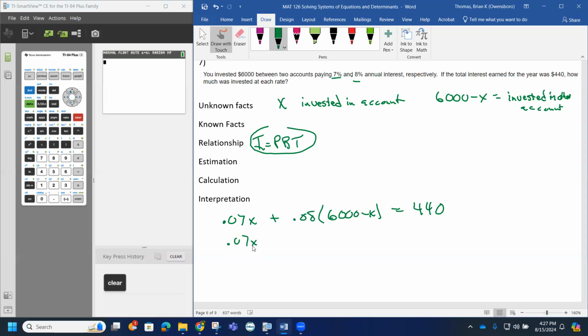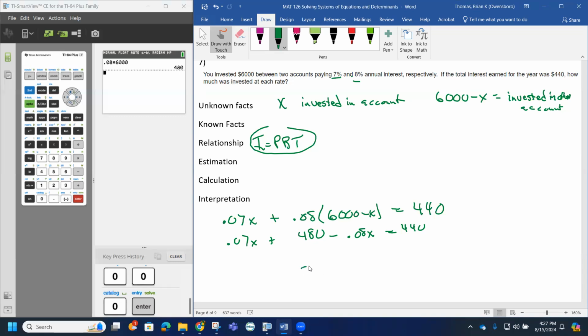So 0.07x, and then we can multiply 0.08 times 6,000. I'm going to have to use a calculator for that. Be a little lazy there. Not that really hard. I probably could have done it without a calculator. 480 minus 0.08x equals 440. So 0.07, and you're going to lose 0.08. That's going to be like a minus 0.01x. And if you subtract 480 to the other side, that's going to be like a minus 40.